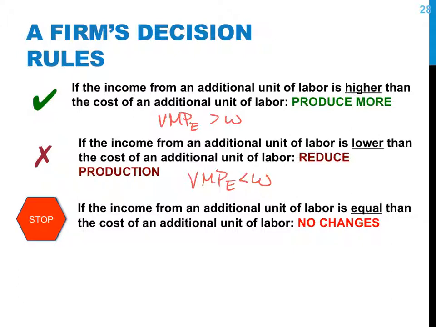And so the optimal number of workers to hire is the number of workers where the value of the marginal product of that last worker is equal to the wage that the firm pays the workers. And so perfectly competitive firms can hire as many workers as they want at the market wage rate of W. So the marginal cost of labor is going to be the wage rate. So essentially, they're comparing the marginal benefit and the marginal cost, producing up until the point where marginal benefit is equal to marginal cost.